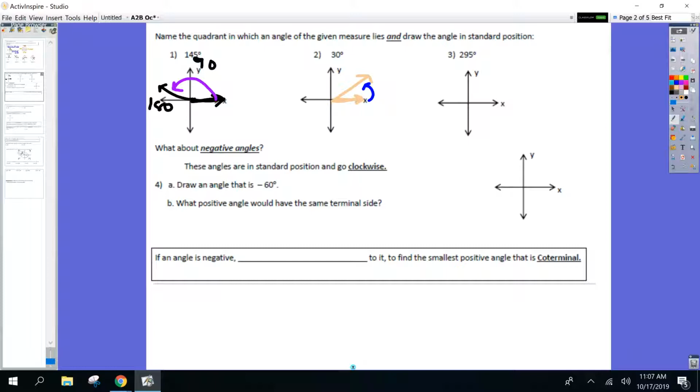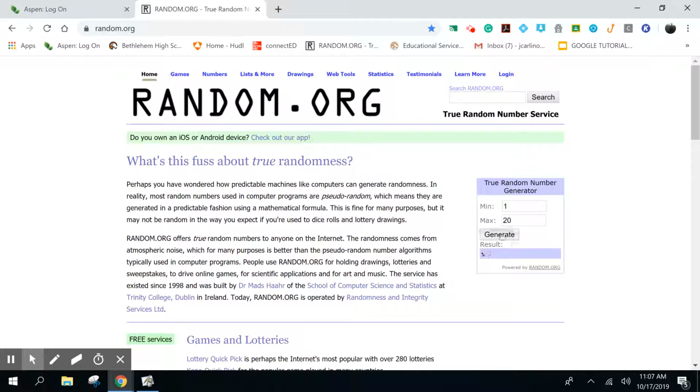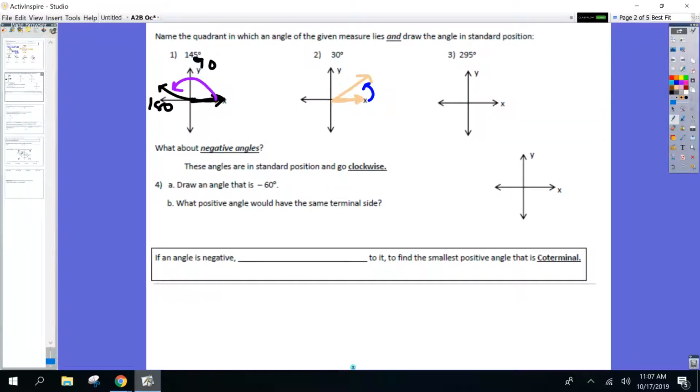295. What quadrant am I in? Quadrant 4. Yes. So I'm in quadrant 4. Am I closer to 270 or 360? 295. Where's it closer to? So draw your terminal side closer to 270. And then rotation arrow.